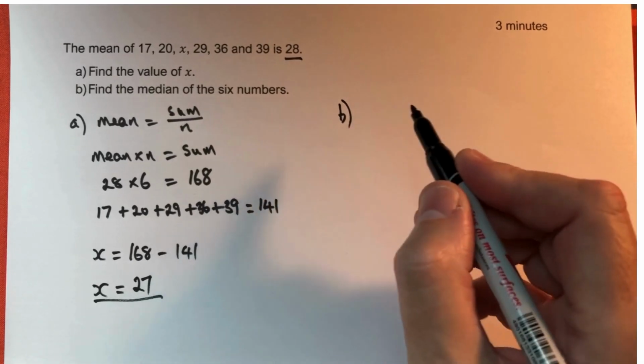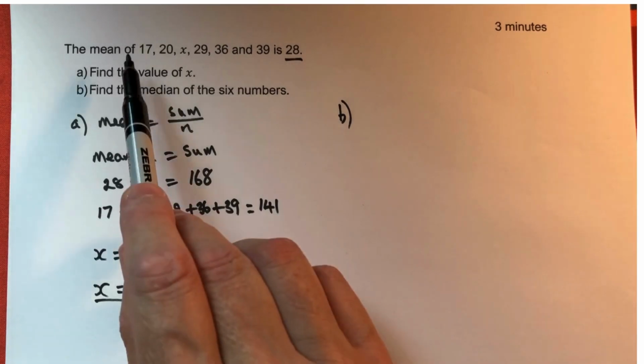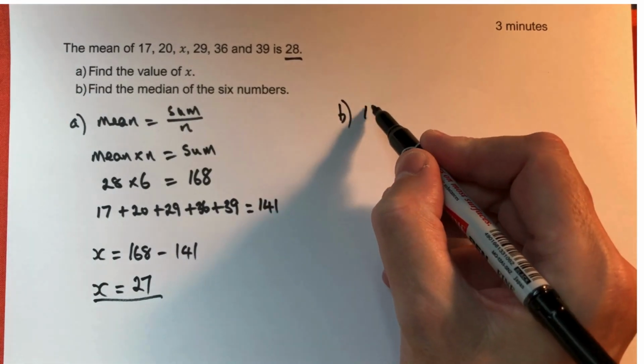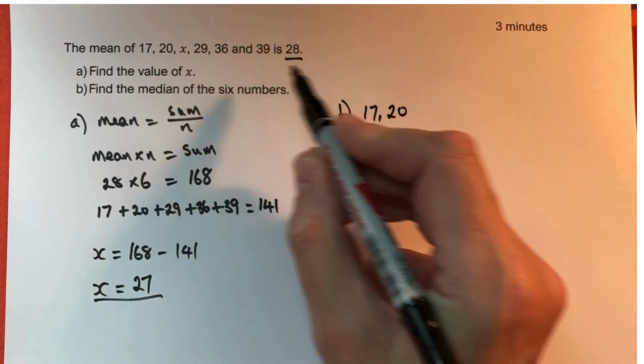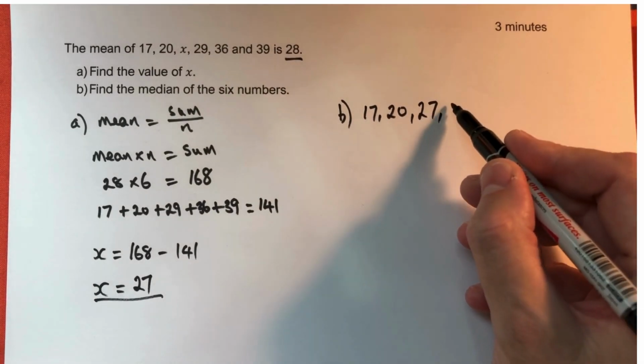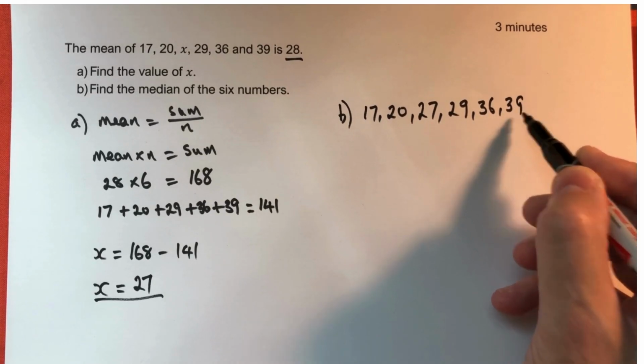Okay, on to part B. Find the median of the six numbers. Before we find the median, or the quartiles, we need to make sure the numbers are written in ascending order. Here they are already. I'll just rewrite them so it's clear what x is. So it's 17, 20, then comes x, which we've just found is 27, then 29, 36 and 39.